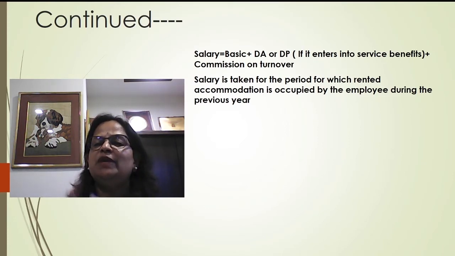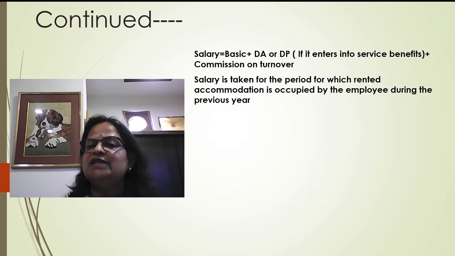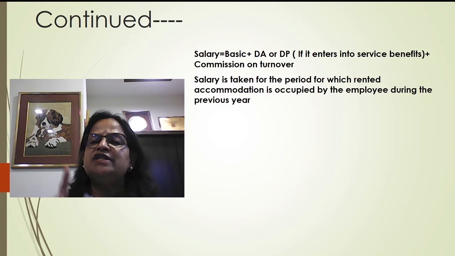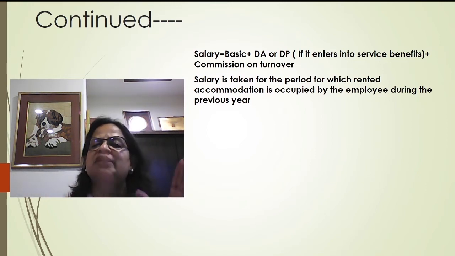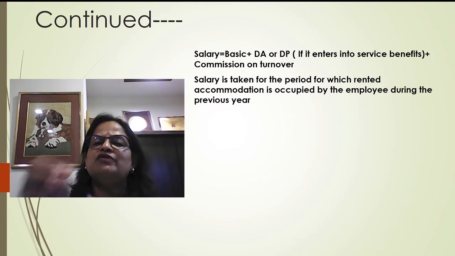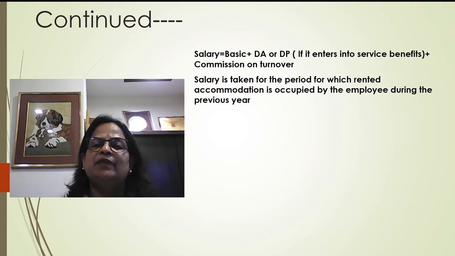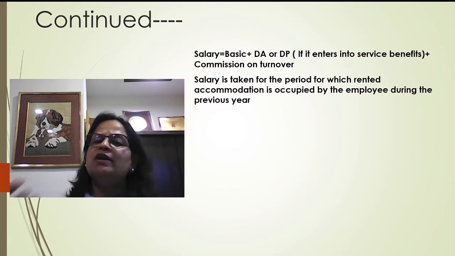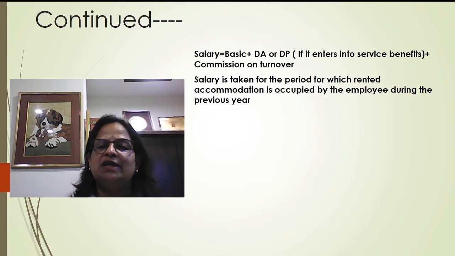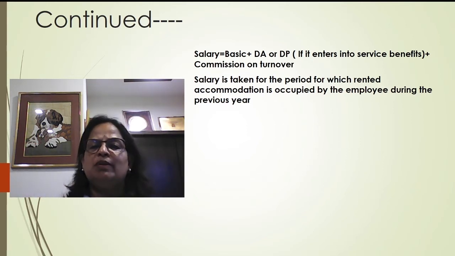I explained this when I explained allowances: what is dearness allowance and what is dearness pay. Within brackets, it's given that it should enter into service benefits. In the problem, it will be clearly mentioned whether DA is entering into computation of retirement benefits. Then only you have to include the DA or DP, and plus commission on turnover achieved by him. Those people who are working in marketing jobs, with 2% or 3% commission on turnover, will get it. I have included that also in the problem.